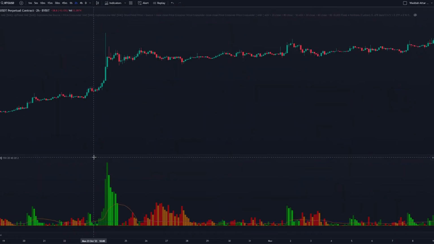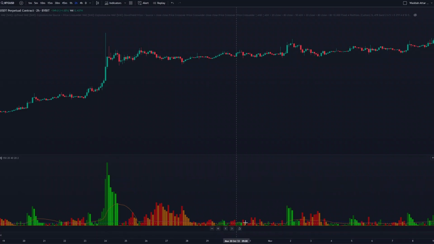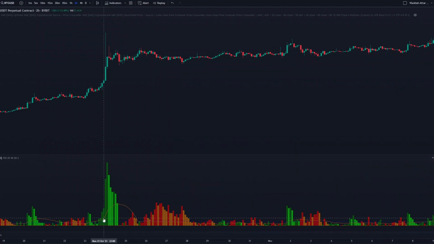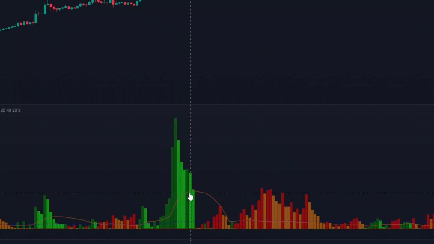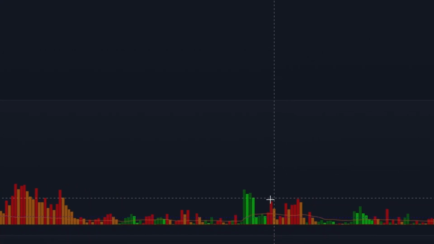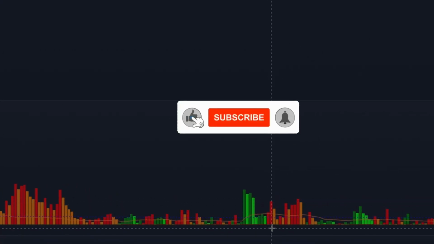The histogram color is useful to detect the trend direction. When the indicator is in the green area, we are in a bullish trend, whereas when the indicator shows a red histogram bar, we are in a bearish trend. So we're gonna open a long position whenever the histogram bar is above the explosion line, meaning that there is high volatility, and we are in the green area, whereas we open a short position when the histogram bar is above the explosion line and is in the red area.